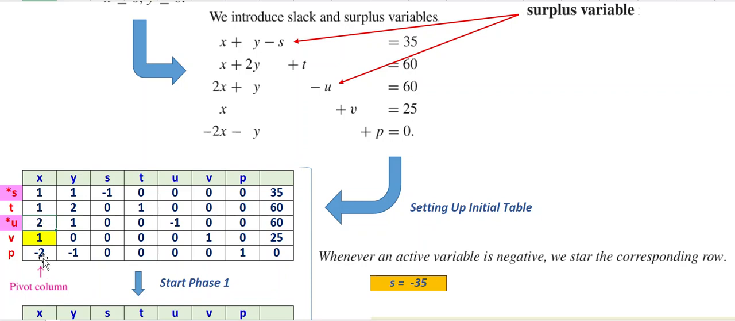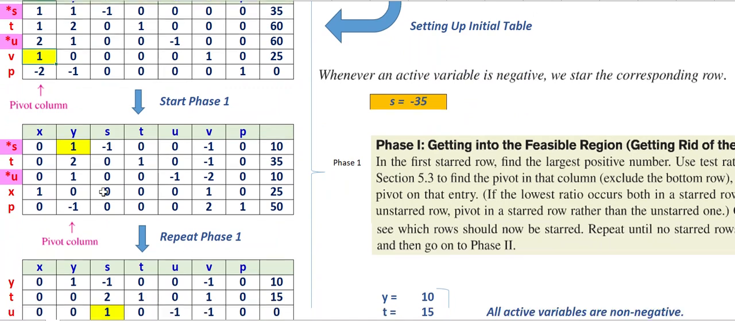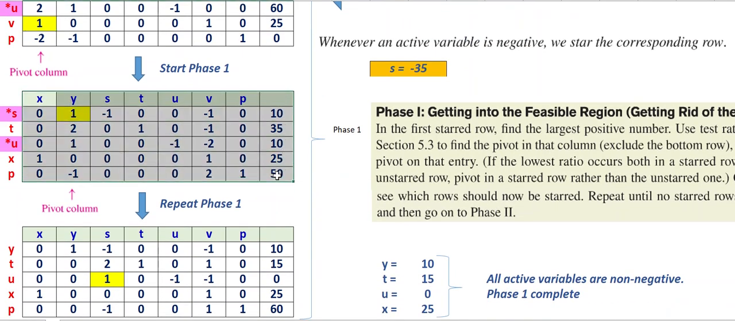Determining what the pivot is in this row is exactly the same. We use ratios, and so doing that, we end up with 1. All right, so this is part of phase one. So we clear the row, clear the column, and we get the second table. Boom, there's my second table.